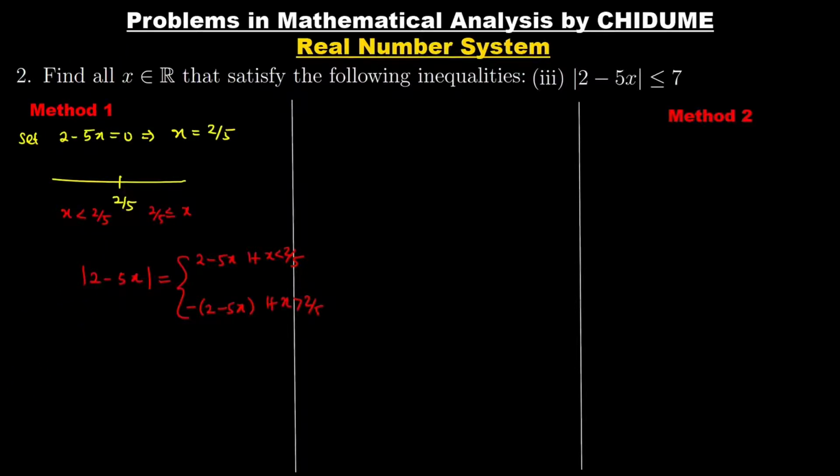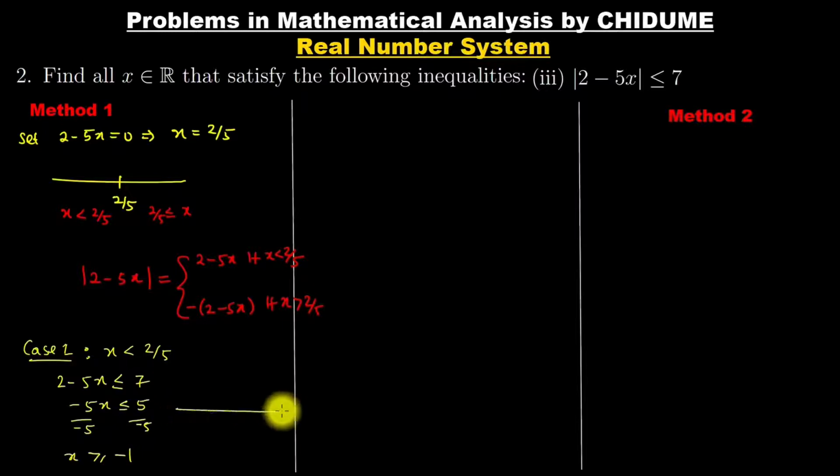For case 1, I want to consider the case where x is strictly less than 2/5. If x is strictly less than 2/5, what will happen to the absolute value of 2 − 5x? It's just going to be 2 − 5x. It's not going to change. So this is less than or equal to 7. If I solve for x here, if I bring 2 over, I'm going to have −5x less than or equal to 5. Dividing both sides by negative 5, I'm going to have my x greater than or equal to negative 1. Again, you draw the solution set.